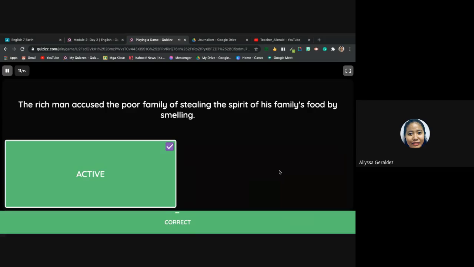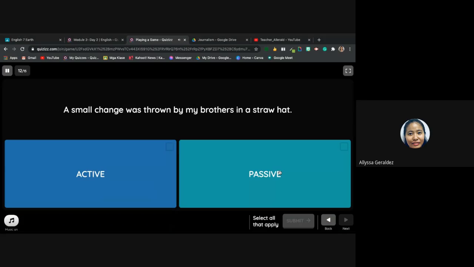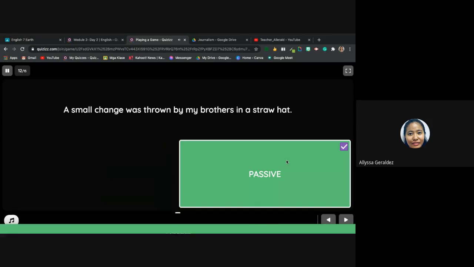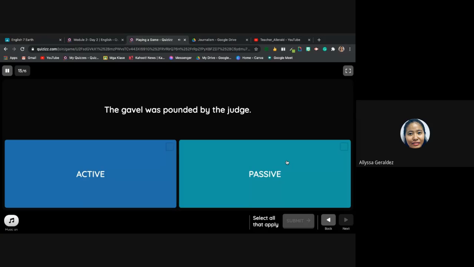Okay, active. A small change was thrown by my brothers in a straw hat. Okay, it's passive. The gavel was pounded by the judge.